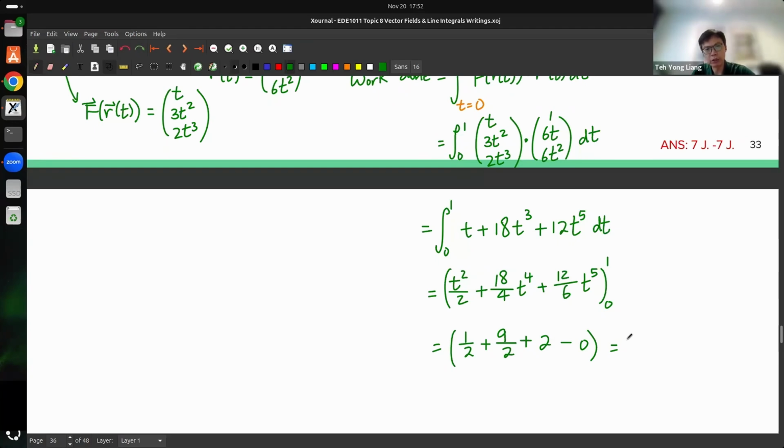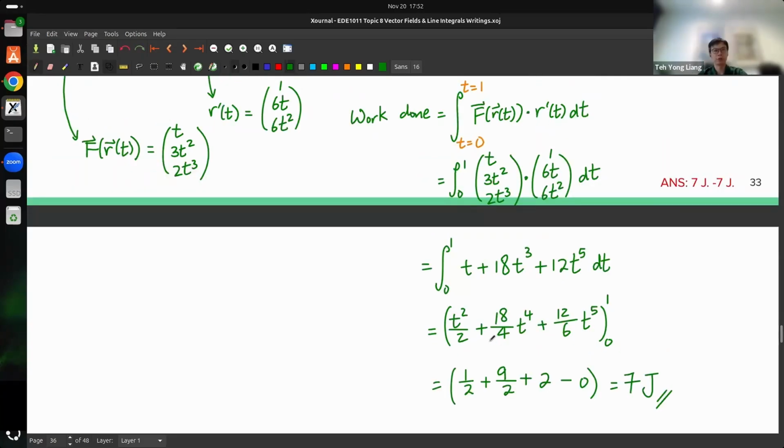So by right, you should get 7, which is legit, because half plus 9 over 2 is 5. Correct or not? It's 10 over 2. So therefore plus 2 is 7. So therefore this will be 7 joules, because Newton times meters. Is that alright?